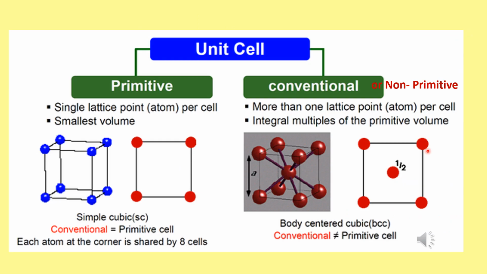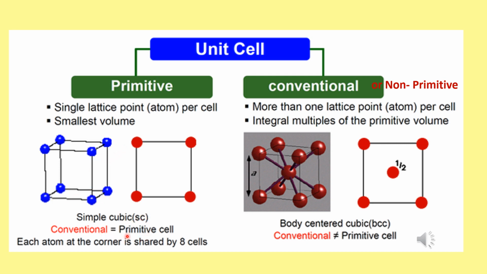The unit cell may be primitive or non-primitive, which is also known as conventional. In the case of a primitive unit cell, there is only a single point per cell, whereas in the case of a non-primitive cell, there may be more than one lattice point per unit cell. The primitive unit cell has the smallest volume, but a non-primitive one may not have the smallest volume. One example of a primitive unit cell is the simple cubic structure, where the atoms are only at the corners of the cell.